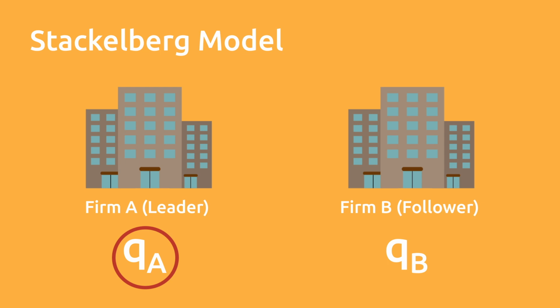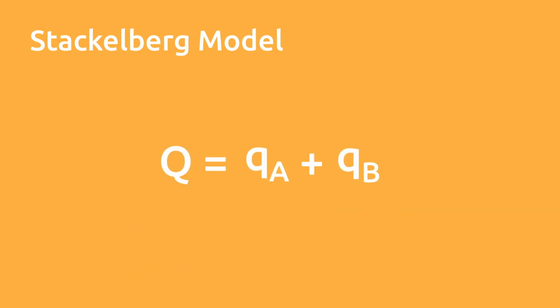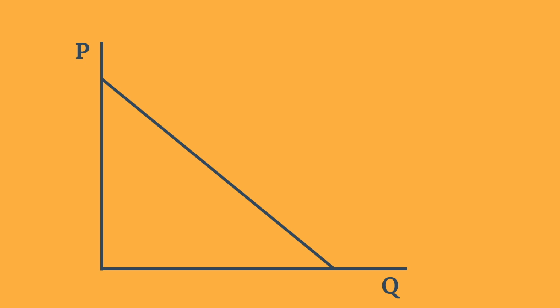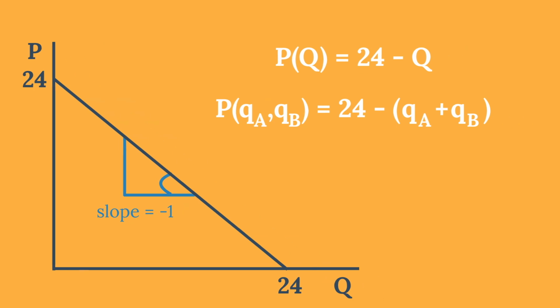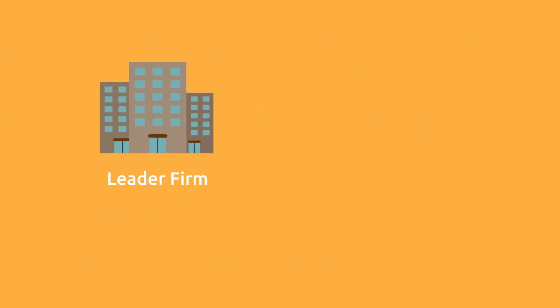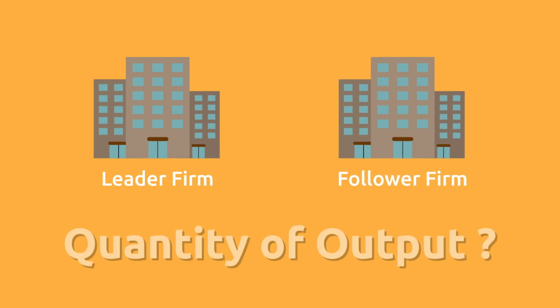Mathematically, it can be expressed as capital Q equals QA plus QB, where capital Q is the market quantity of output, and QA and QB represent the leader's and follower's outputs respectively. Suppose the inverse market demand is estimated to be P equals 24 minus Q, or P equals 24 minus (QA plus QB). Facing this market demand, how will the leader firm and the follower firm determine the quantity of output?